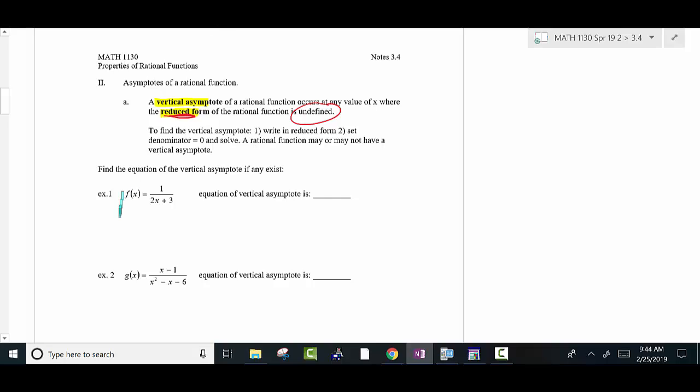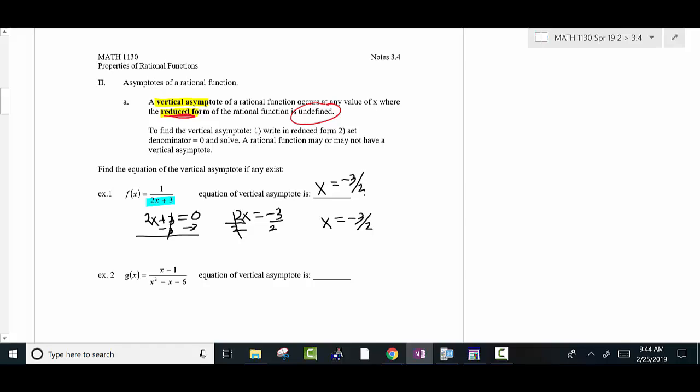So on these problems, it's going to look like I'm doing just about the same thing I did on the last page. This one is already reduced. So what we're going to do is set the denominator equal to 0, and then solve that equation, and that will give you the equation of what we call a vertical asymptote. Okay, so that's going to give 2x equals -3. Then you can divide by 2. So you get x equals -3/2. So that's called a vertical asymptote.